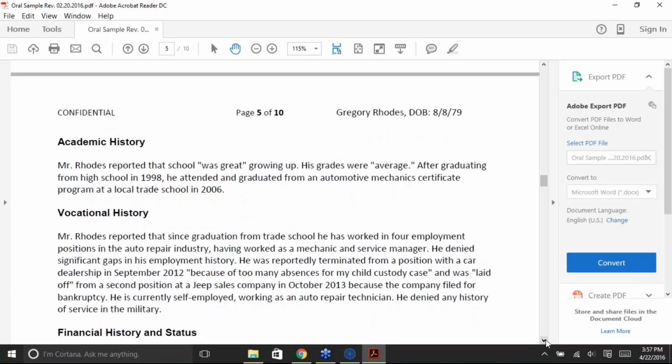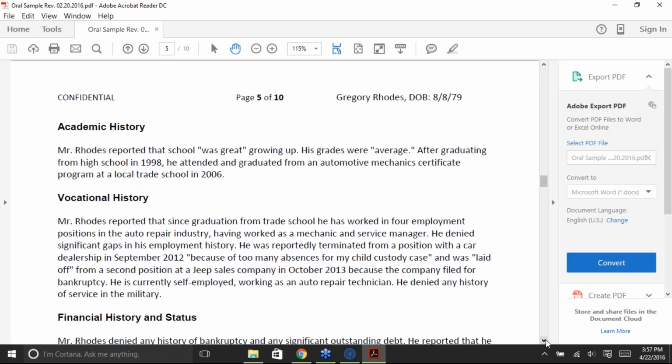Report: School was great growing up, grades were average. After graduating in '98, he attended and graduated from an automotive mechanic certificate program at a local trade school in 2006. Vocational history. He worked in 4 employment positions in the auto repair industry, having worked as a mechanic and service manager, denied significant gaps in his employment history.